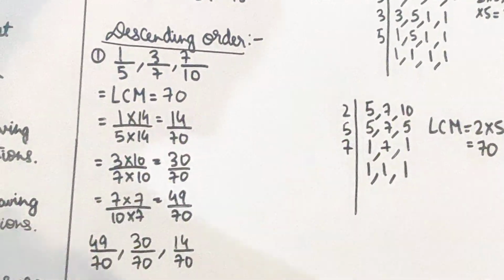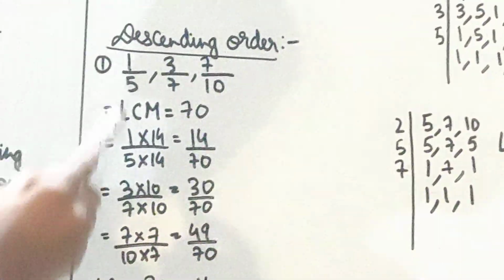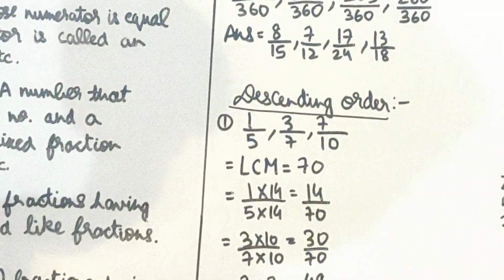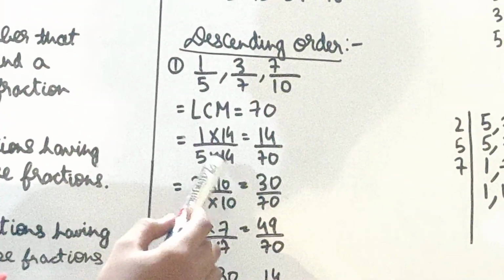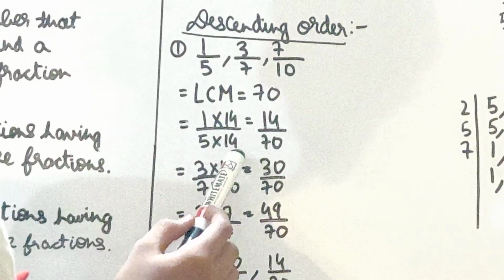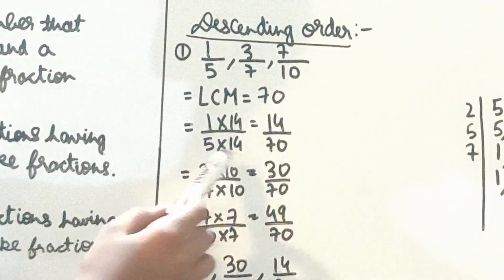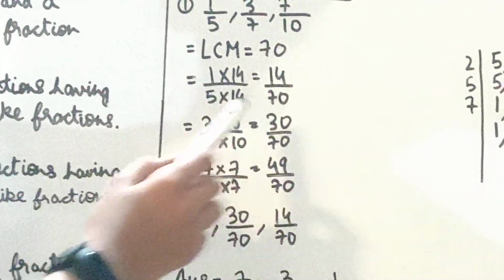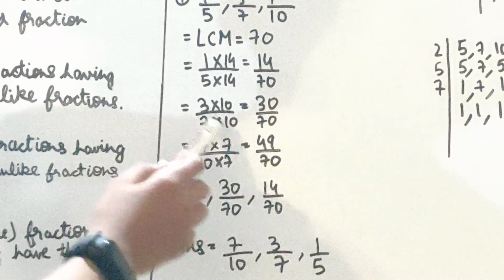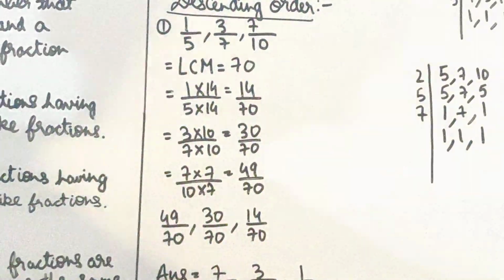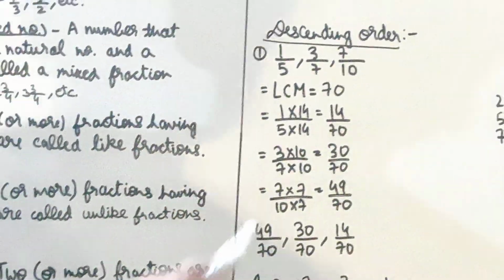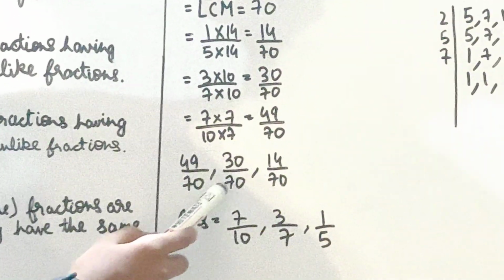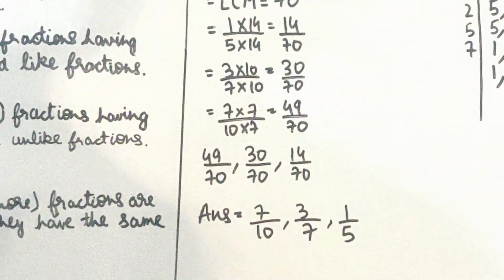Now, as we did in the previous question, we have to just convert the denominators to the LCM. That means 1 upon 5 into 14 upon 14, we will get 14 upon 70. Then 3 upon 7 into 10 upon 10, we will get 30 upon 70. Then 7 upon 10 into 7 upon 7 is 49 upon 70. So we have got the descending order. So simply it is 49 upon 70, 30 upon 70 and 14 upon 70.